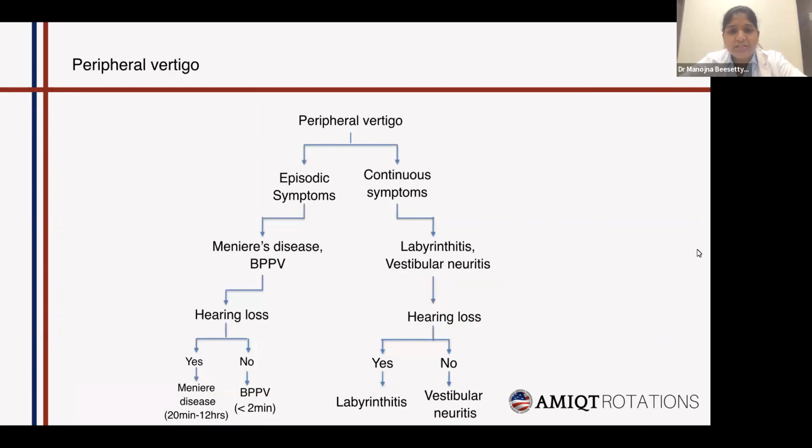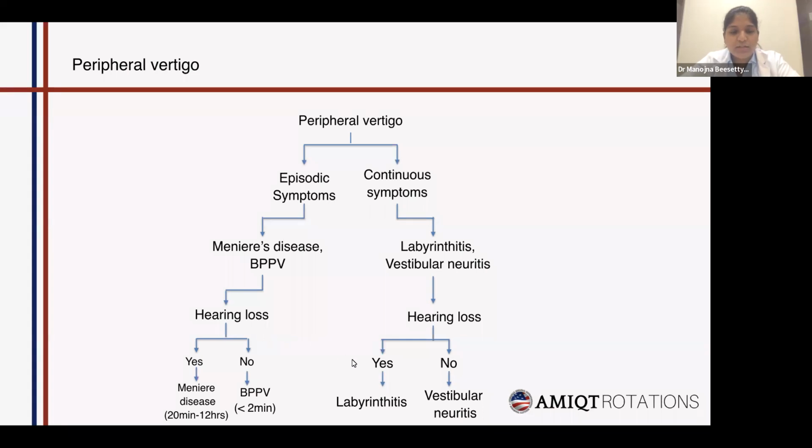So earlier we have discussed how we differentiate between the central and peripheral causes of vertigo. Now we are going to differentiate the multiple causes of peripheral vertigo. So firstly, we should go with the presentation of the symptoms. If the presentation is episodic, we should be considering Meniere's disease or BPPV. And if the presentation is continuous, we should be considering labyrinthitis and vestibular neuritis.